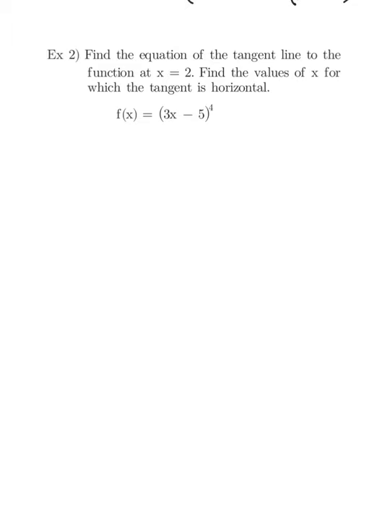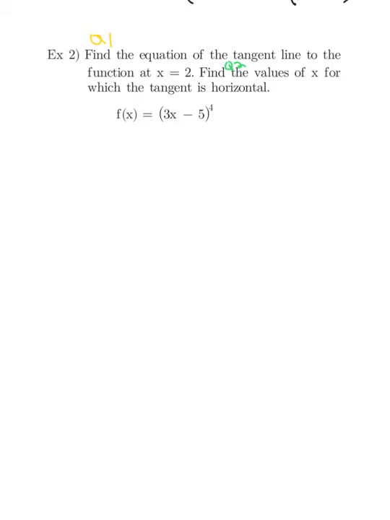On example 2, it says find the equation of the tangent line to the function at x equals 2. So here is question 1. Then it says find the values of x for which the tangent is horizontal. So this is question 2. Notice, however, that both of them are dealing with tangents. As soon as you start talking about tangent lines, you know that you need the derivative.